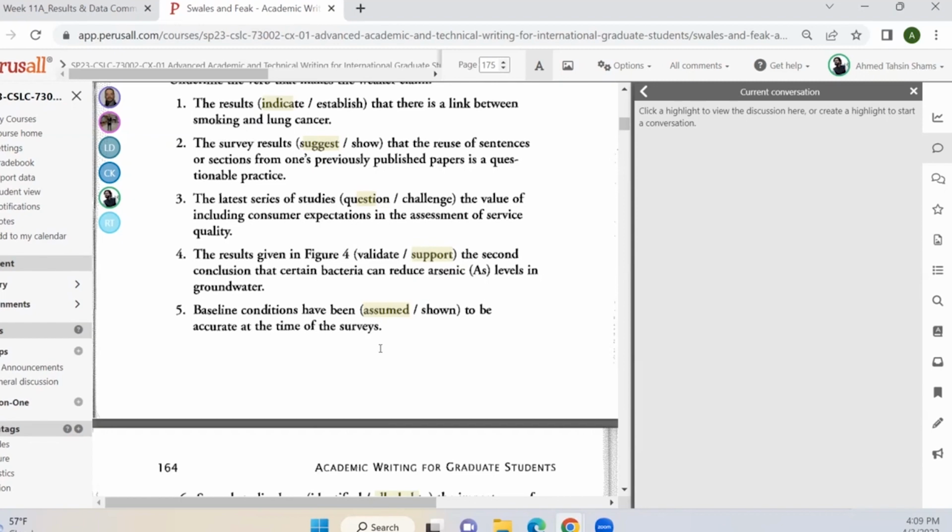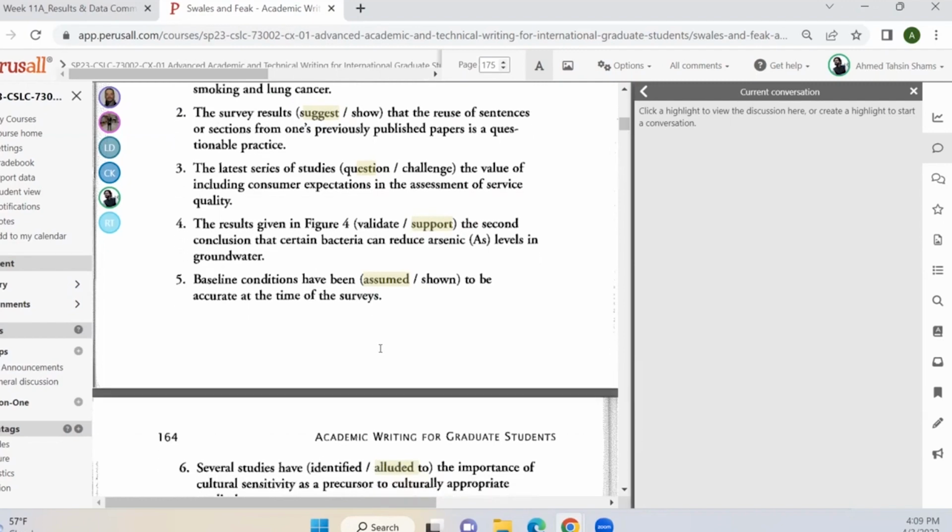Number 4, the results given in figure 4 validate or support. Support is the weaker claim. Validate would be very strong. Baseline conditions have been assumed or shown. Assumed is the weaker claim. Correct. Nice.